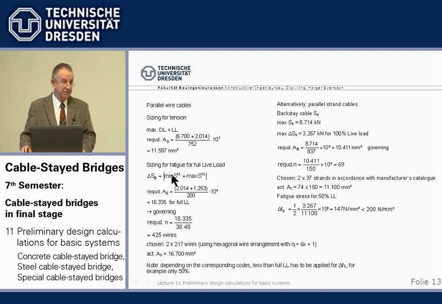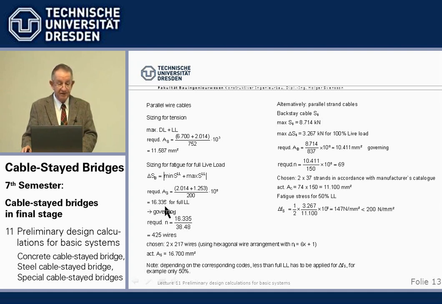Now we have to check for fatigue load. Now the fatigue load is the absolute of the maximum and the minimum live load from the two load positions. We had plus 2014 and minus 1200 as compression, so that's the range. And we divide, in this case, by the 200 Newton per square millimeter permissible fatigue range and see what the required area for fatigue is.